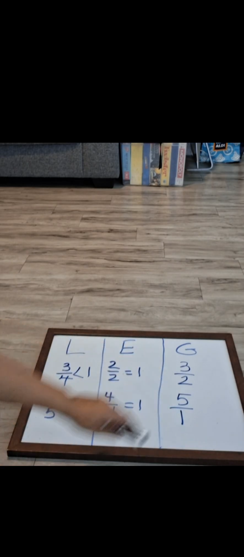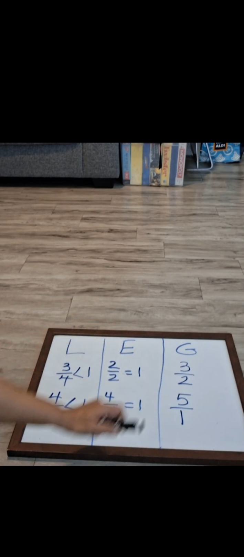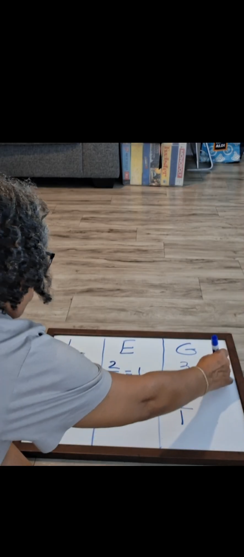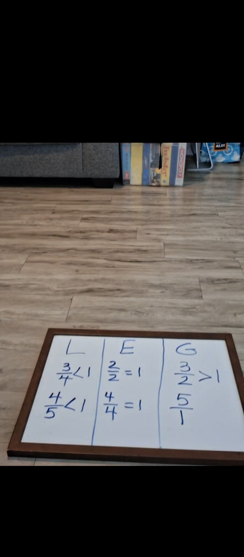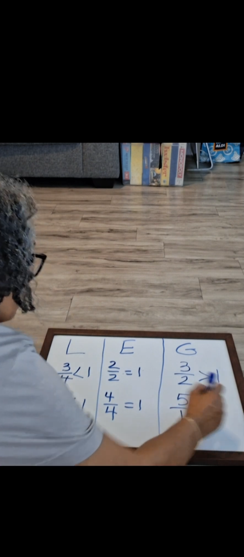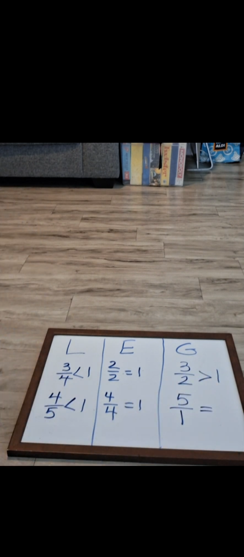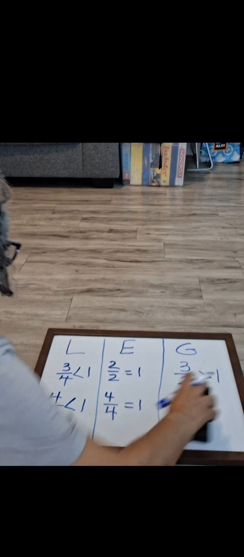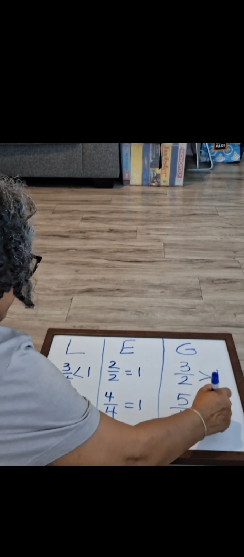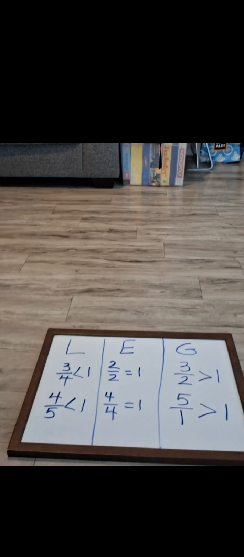Both of these are good ones because 3 over 2 is greater than 1. Why? Because the numerator is more than the denominator. And why is 5 over 1 greater than 1? Because 5 is more than 1. That's right, 5 is more than 1.